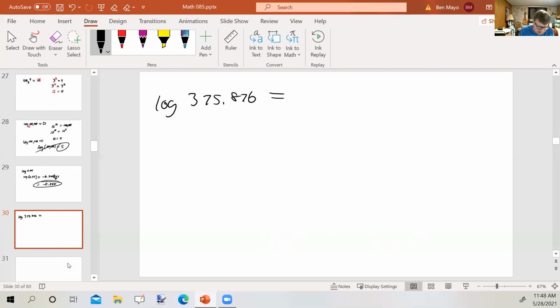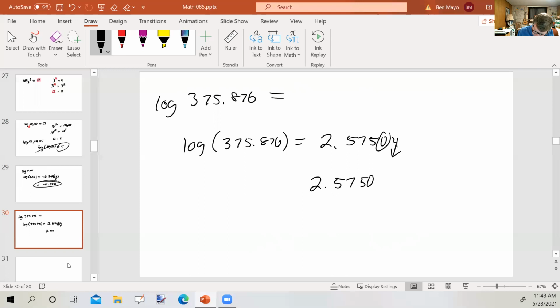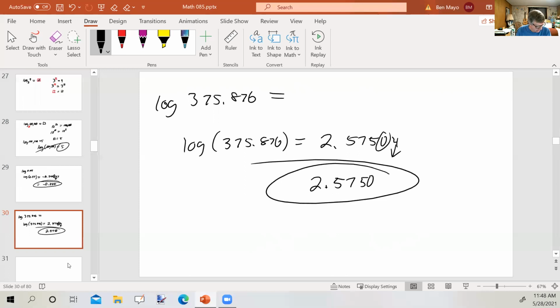How about the log of 375.876? So again, we'll push log, and when we do, a left-hand parenthesis comes up. Put that inside, close it up, and push equals. I'm getting 2.57504. The 4 would round down, so 2.5750, taking it out 4 decimal places.